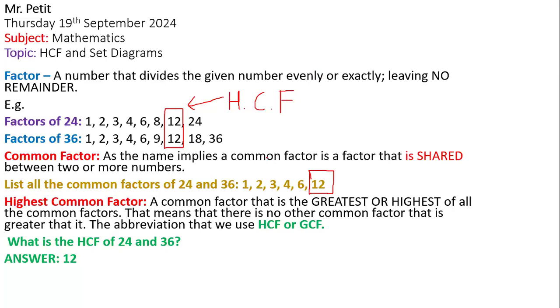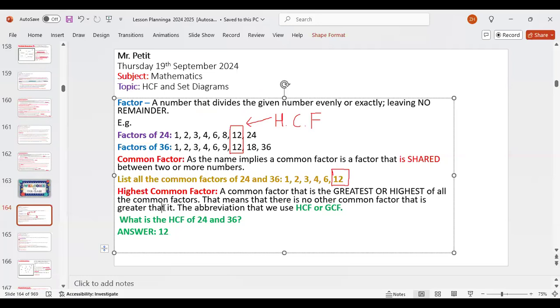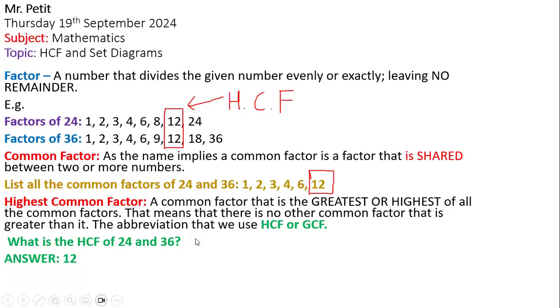That means that there is no other common factor that is greater than it. So the HCF is the greatest of all common factors.